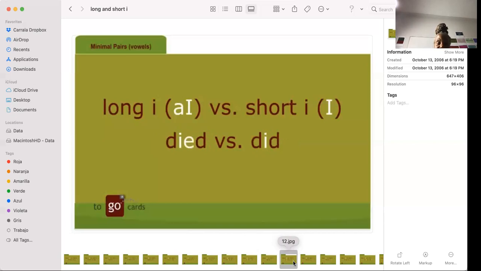Died. The reason I highlighted both is that the E makes that I long, even though it's a little bit different, I-E. Died. It did. Short I. Side. Remove the E. Sid. Short. Sid is a name, that's why it's uppercase.